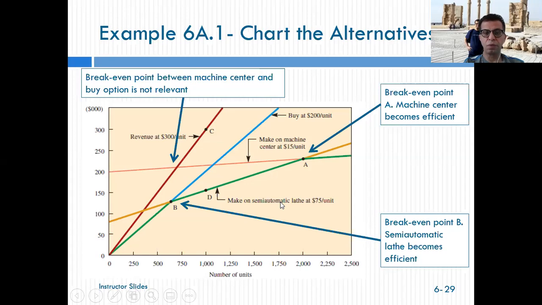And when it comes to the break-even point between the machine center and the buying option, the revenue is not really breaking even with the other. So the break-even point between the machine center and the buy option is not relevant, because you keep buying at $200 a unit and you process it. It's totally out of the picture. So the options are between point A and point B, and which one you would go for.